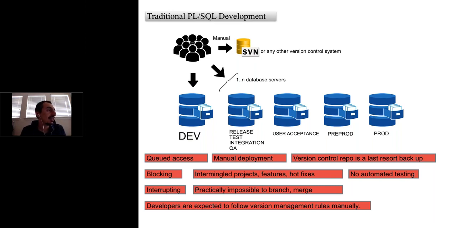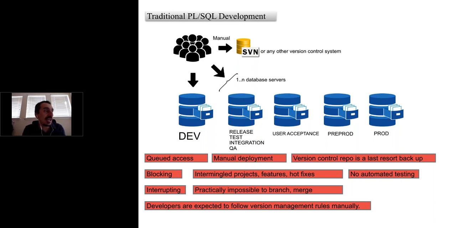It doesn't even make sense to have a version control system that is on the side and is maintained manually. Projects, features, hotfixes are all intermingled in one dev instance, and it's usually forbidden to make any changes in the release database, in the test database, in the user acceptance instance, but people still do it, and they have to remember to move it back to dev, but sometimes they forget, so it gets overwritten. All this crap still keeps happening.